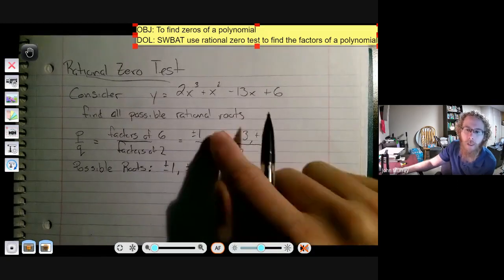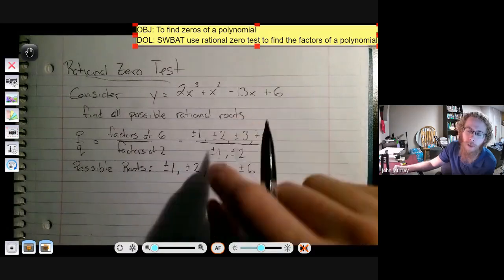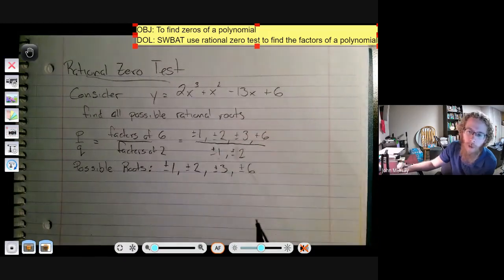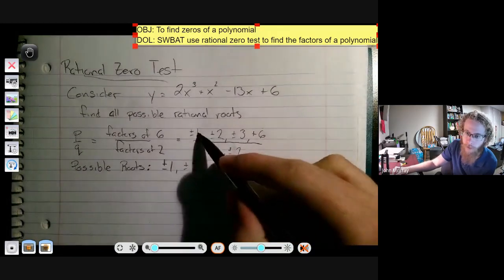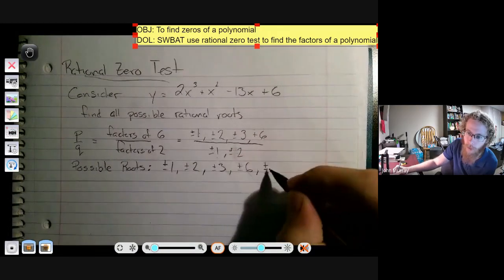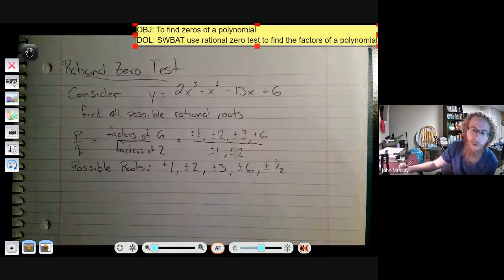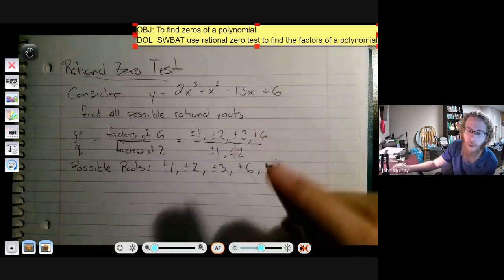Now I want to apply the same numerators, but with a denominator of 2. So the first one I have is 1 over 2, so that's going to be plus or minus 1/2. Now here, I'm going to write it.